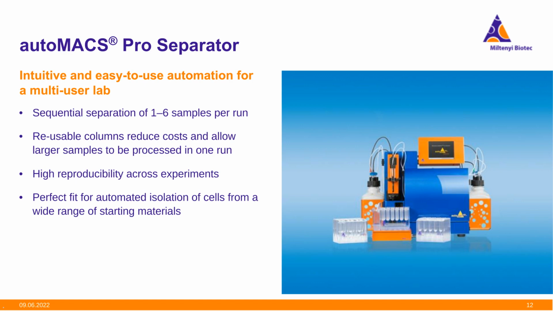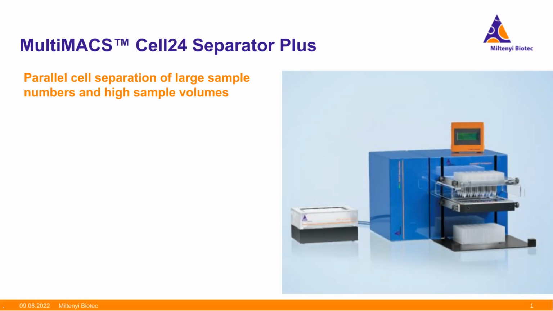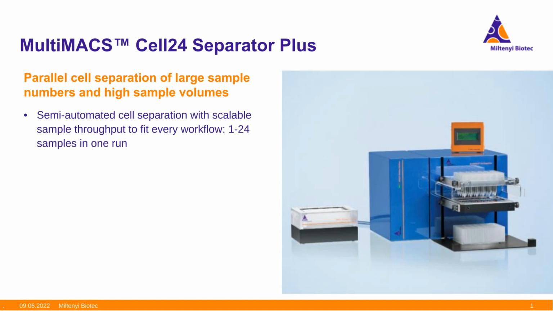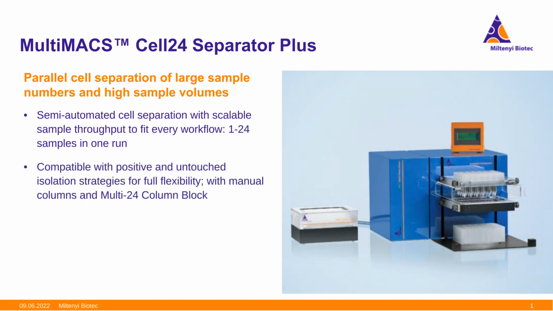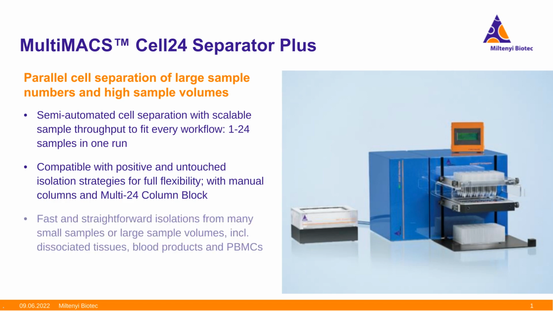And then if we move towards more high throughput or higher volumes, we then find the MultiMACS Cell24 Separator Plus. This instrument allows us to put up to 24 columns on it. So we can run between 1 and 24 samples per run. And this is really good when you have either a lot of samples or samples with high volume, because this is going to be much faster than doing it manually, of course. And then finally, it's fast and straightforward. And it really, really shines with high volume samples and a high number of samples as well.